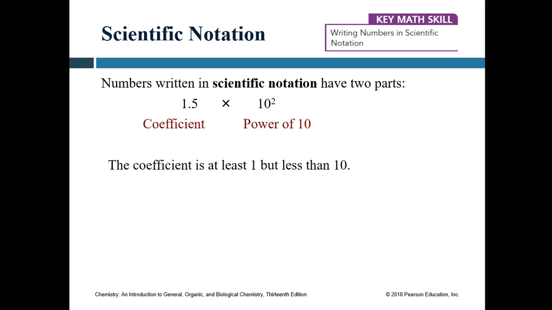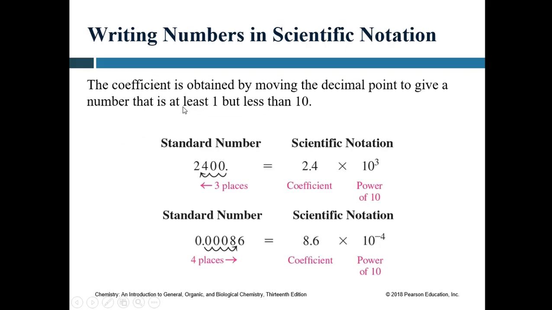Numbers written in scientific notation have two parts. We have the coefficient, the 1.5, and whatever power it is written to. You'll notice that the number to the left of the decimal is at least 1, but less than 10. So it's 1, 2, 3, 4, 5, 6, 7, 8, 9. But if it's more than 9, then we're going to make the power of 10 larger. So we only have one number to the left of our decimal point.